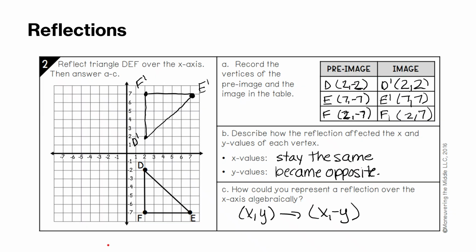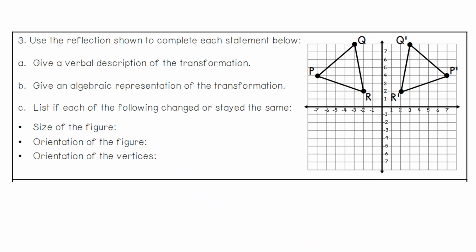All right, let's go to the next page. All right, so here is a picture of a reflection for you. Give a verbal description of the transformation. So we can say triangle PQR is flipped over the y-axis or reflected over the y-axis.